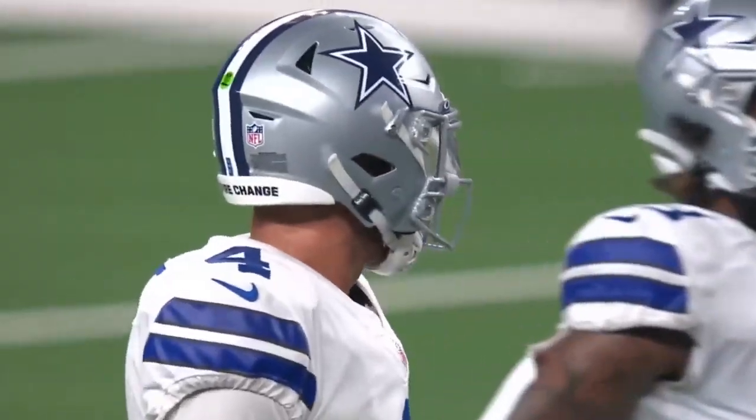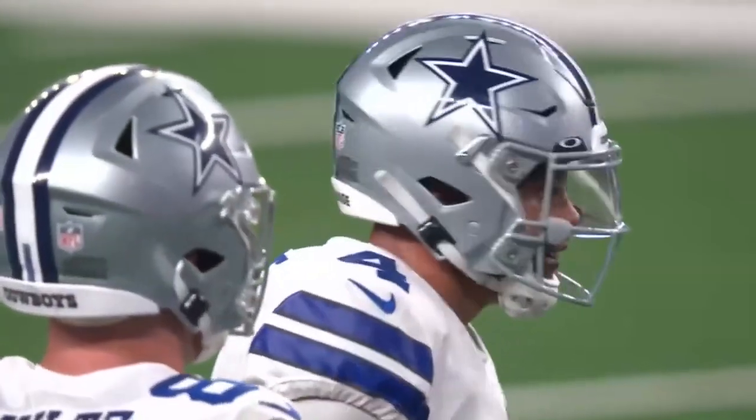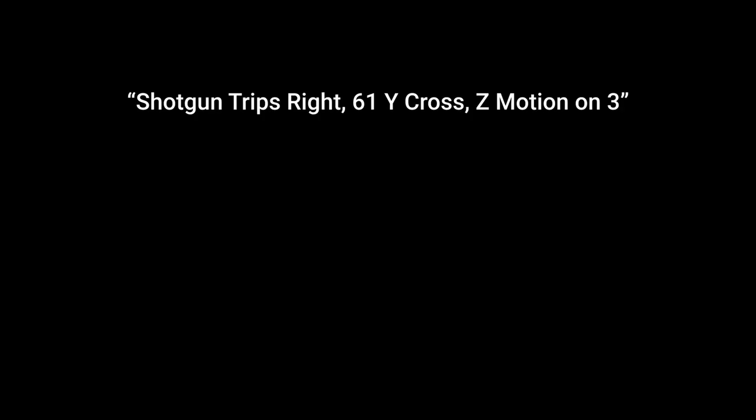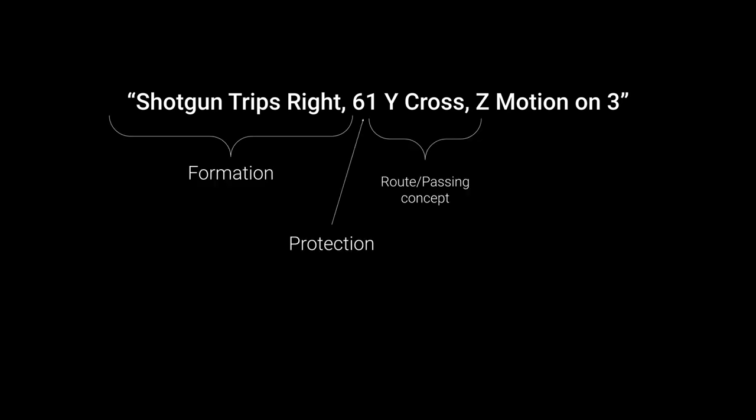Once the play caller has chosen the play, they communicate via a headset to the quarterback, who is the leader of the offensive team. The quarterback's helmet has an inbuilt earpiece that allows him to hear the play. An example of a play name could be shotgun trips right, 61Y, cross Z motion on 3. This tells the offense the formation that they'll be lining up in, how the quarterback will be protected, where everybody needs to be running, any adjustments or motions that'll be made, and when the ball needs to be snapped.